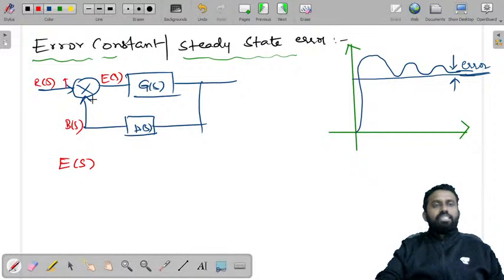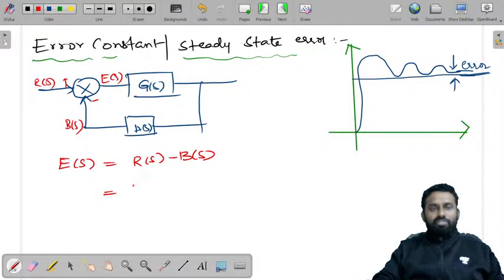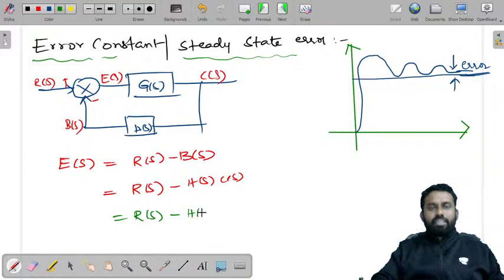What is E of s? Let's say this is plus and minus. E of s is equal to R of s minus B of s. What is B of s? It is H of s into C of s. But do you know C of s is E of s into G of s? So write it down: R of s minus H of s into C of s. It is E of s into G of s.